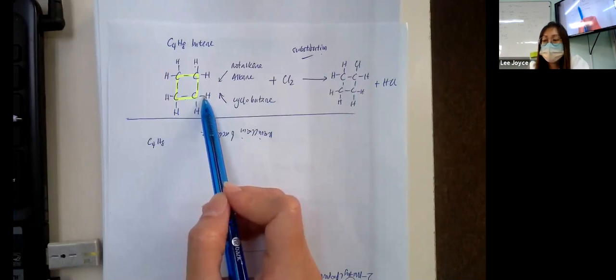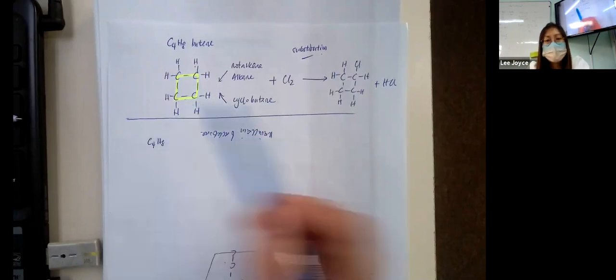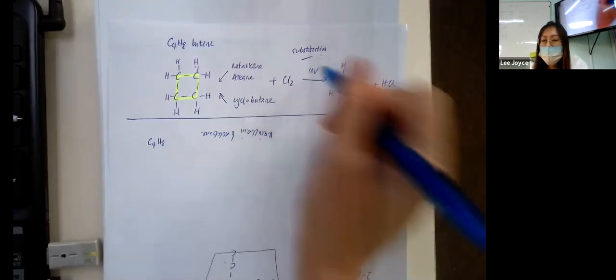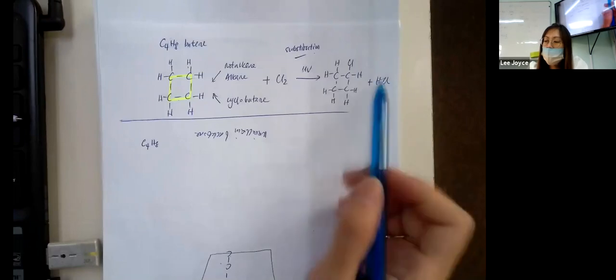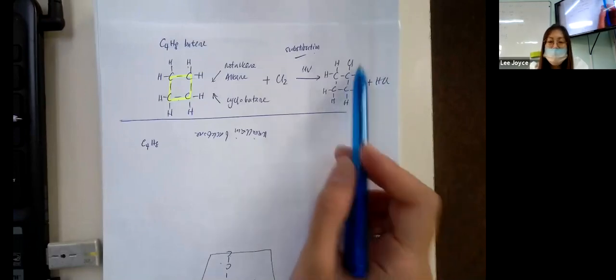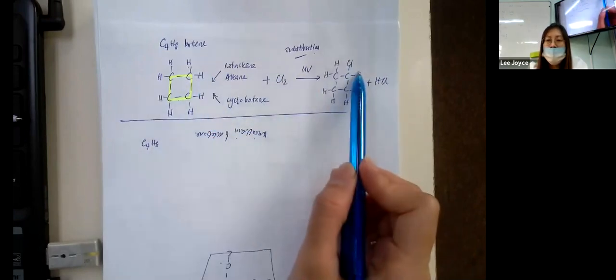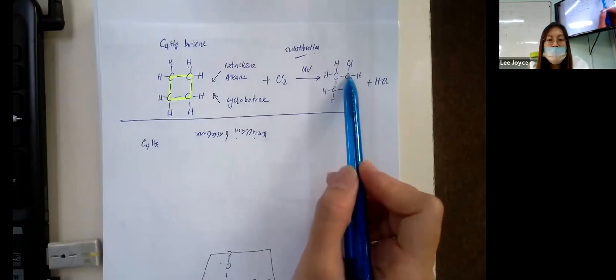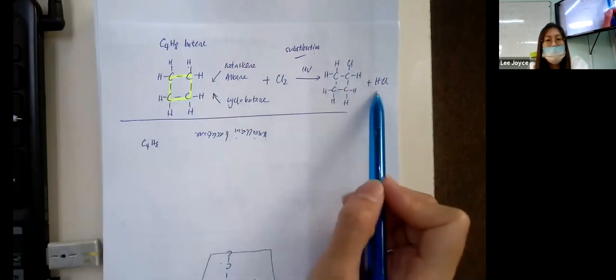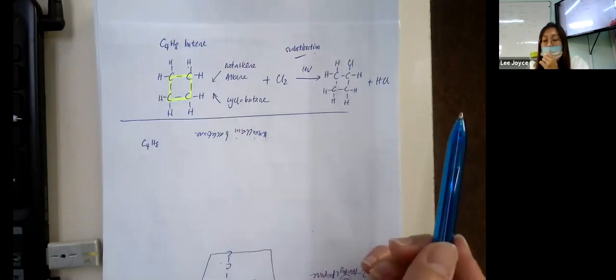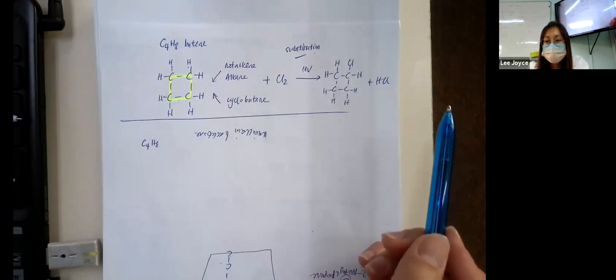Understand? In other words, cyclobutane can react with a halogen under the presence of UV light to form a chloro-substituted product. It means one chlorine will replace a hydrogen to form chlorocyclobutane and a byproduct. That's how it works. These are the important things that you have to take note.